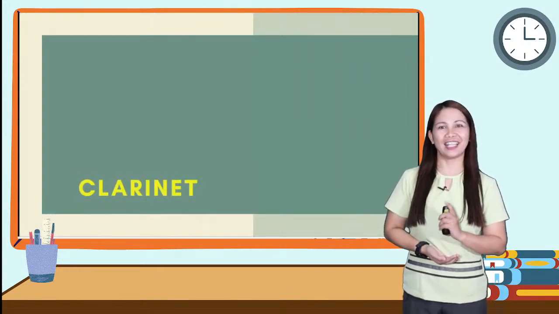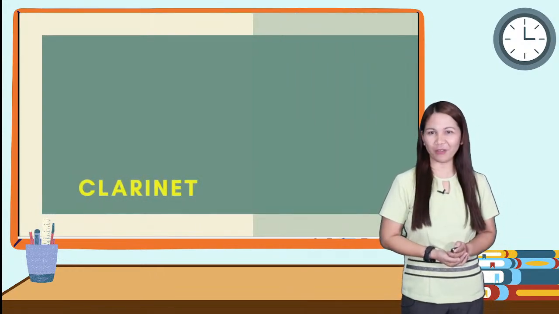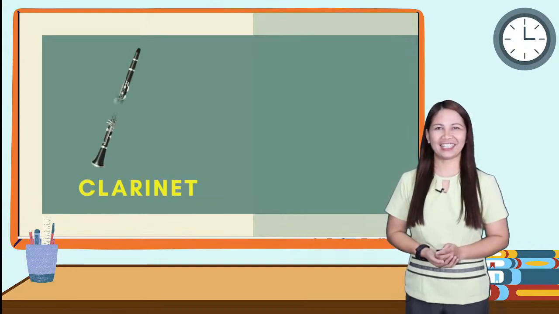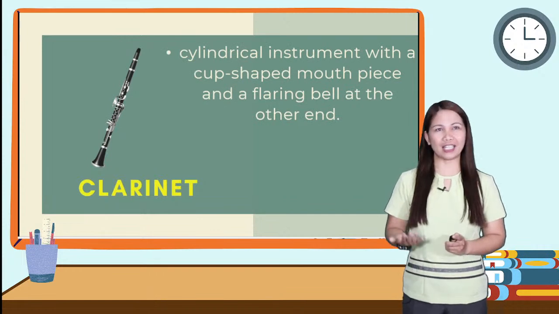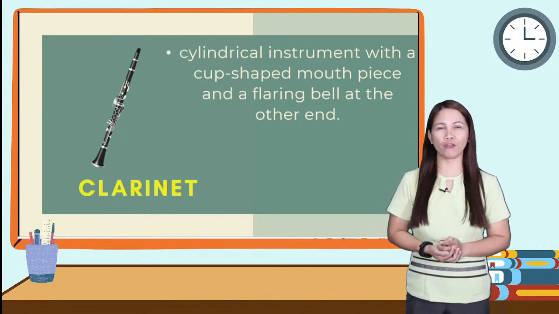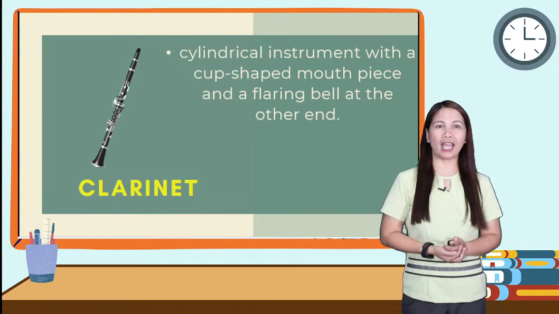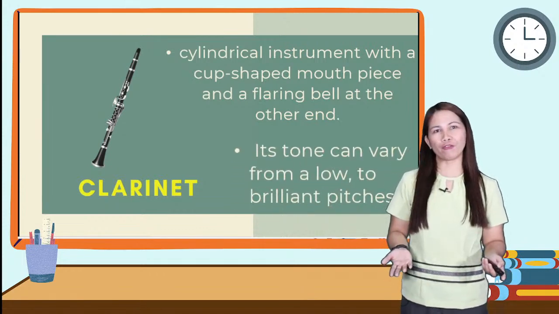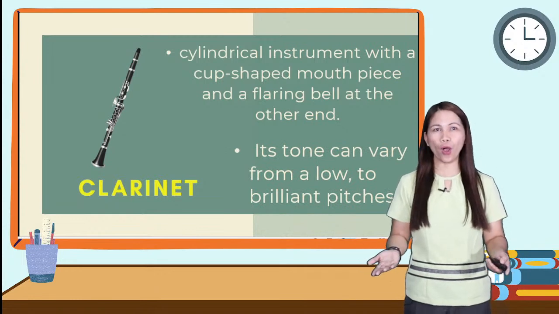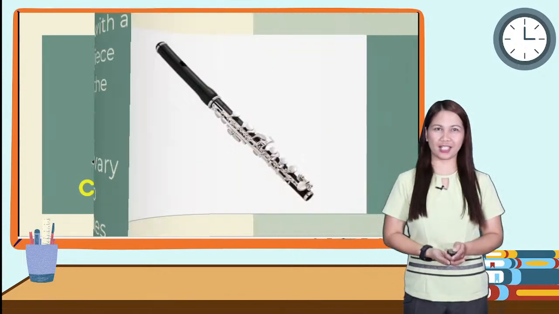Okay, that is an example of a clarinet. A clarinet, a cylindrical instrument with a cup-shaped mouthpiece and flaring bell at the other end. Its tone can vary from low to brilliant pitches.